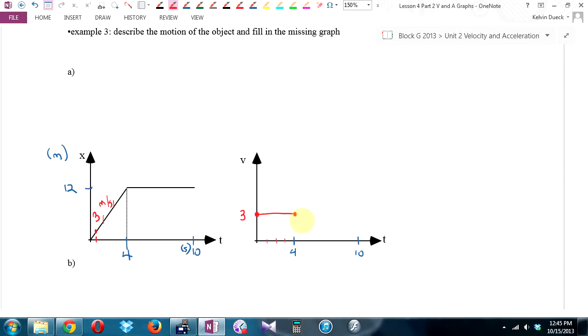Let's do this second chunk. What's happening right there? How fast are we traveling? What's the slope? 0. 0 meters per second. So I think that would look like a line, except I'll make it a straight line, not a slanty one.